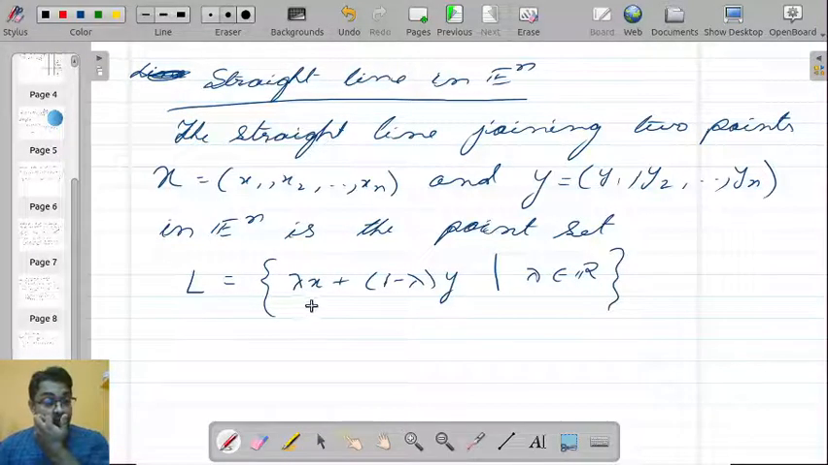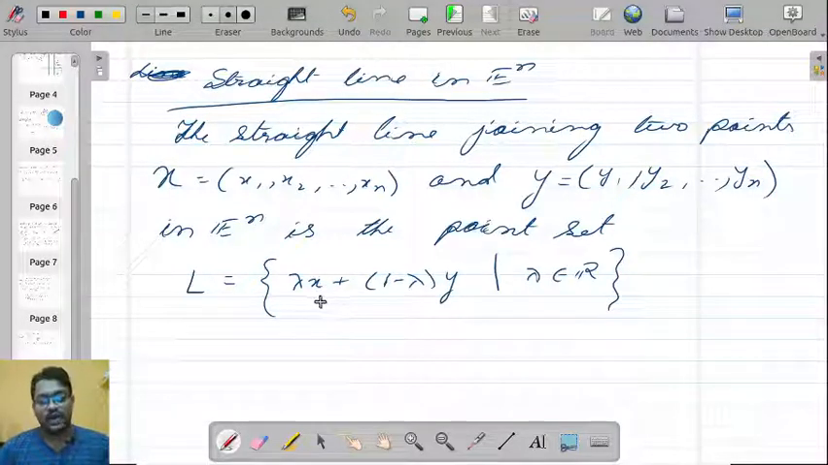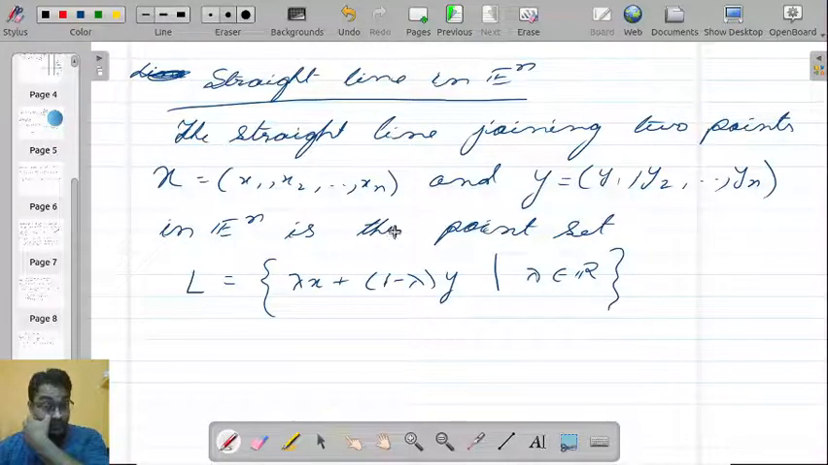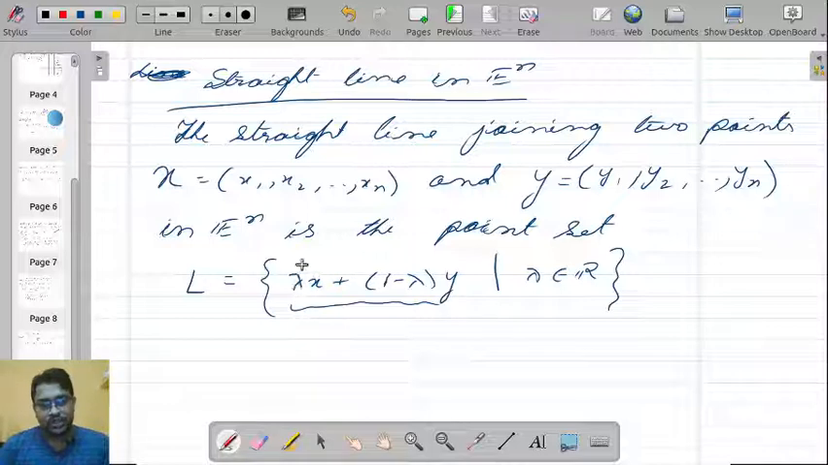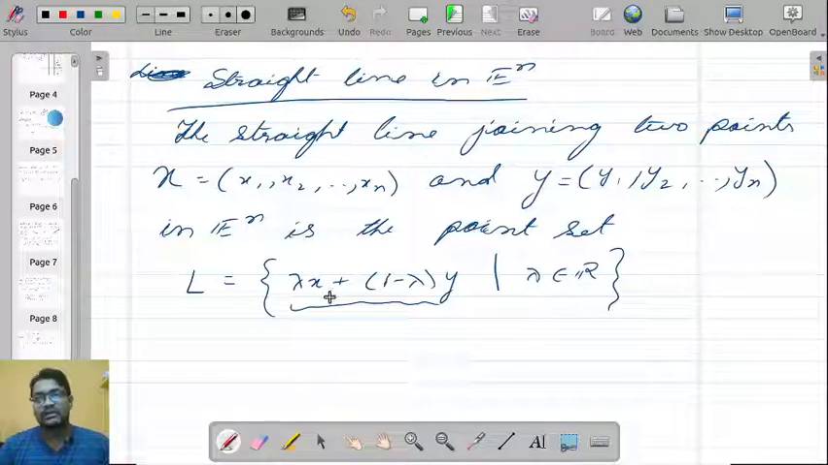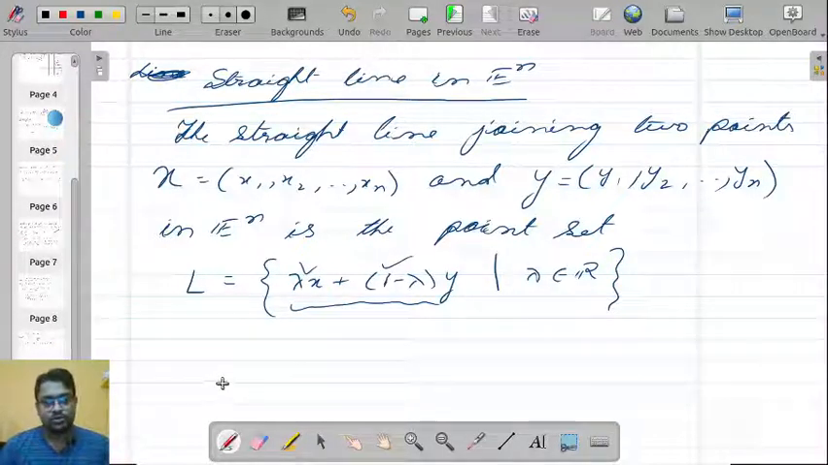In particular, if you take lambda equal to 0, then you get the point y. If you take lambda equal to 1, then you get the point x. So the straight line joining these 2 points in E to the power n is this point set. This is actually a linear combination of 2 points x and y, but it's not a general linear combination, it's a particular linear combination where the sum of the 2 scalar coefficients is 1. So this is called a straight line in E to the power n.